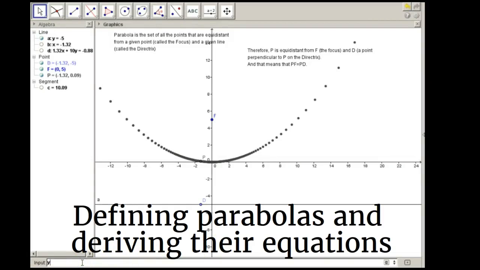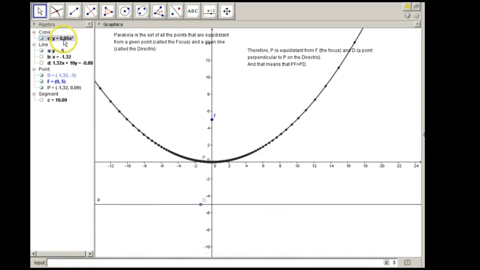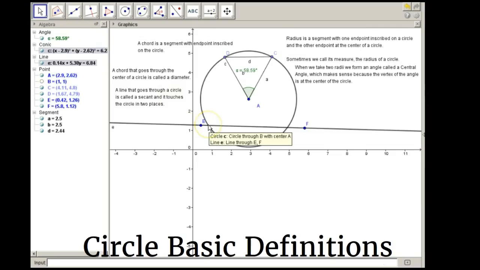If I go y equals 1 over 20 times x squared, okay? So that's 1/20th, right? You can see it down here, 1/20th times x squared. And we hit enter. Now it shows up here, it changed 1/20th to 0.05, but that's where it enters the circle and then travels within the circle, then a point where it exits the circle. So that's a secant, okay?